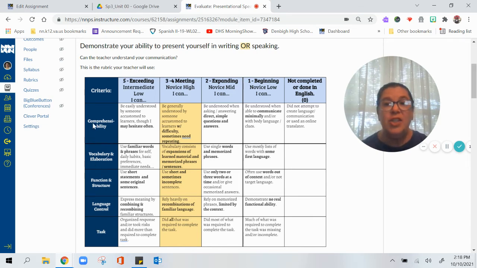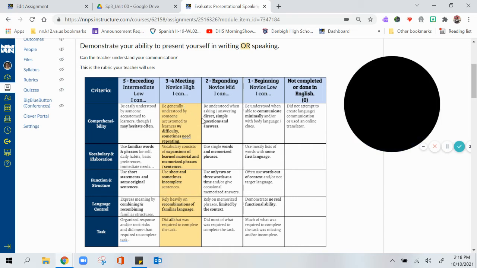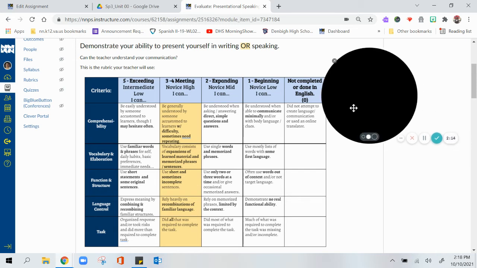Now the left-hand side, this dark blue area, comprehensibility is how well I can understand you as a teacher who's used to hearing students who are learning how to speak Spanish. And also maybe comprehensibility could be thought of as how well would a native speaker understand you? So notice it says for exceeding intermediate low, I can be easily understood by someone accustomed to learners, even though I may hesitate often. But for meeting comprehensibility, novice high, I can be generally understood by someone accustomed to learners with difficulty. Sometimes you need repeating.